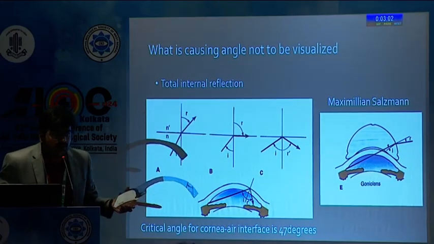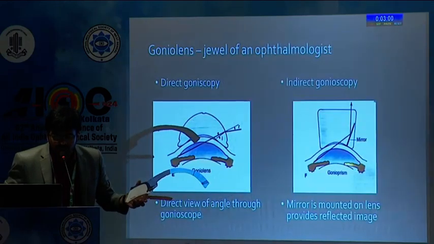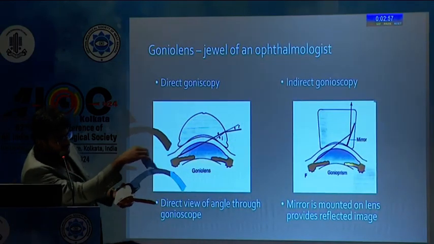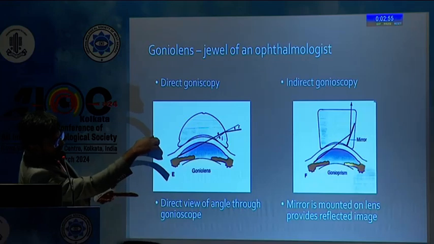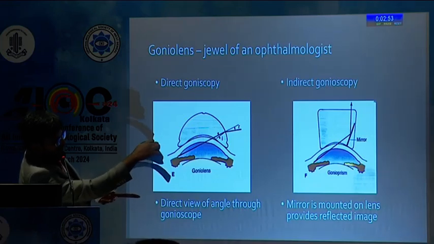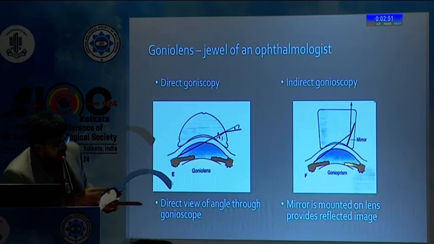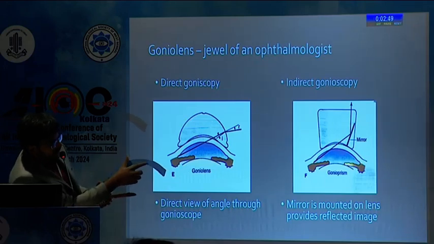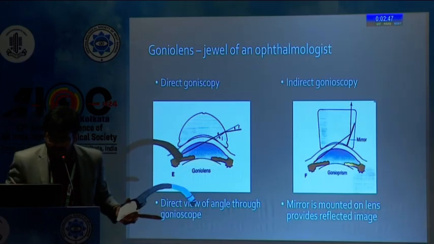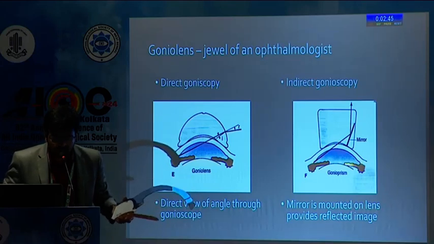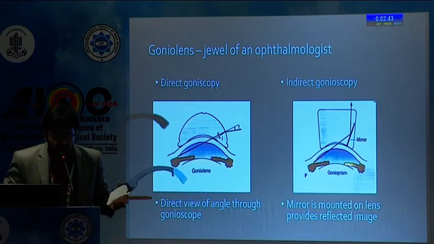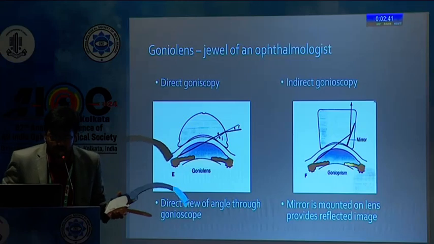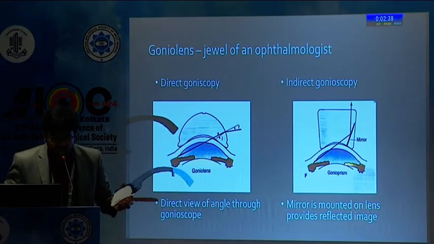So this phenomenon was eliminated later by Salzmann, where he kept a direct gonial lens, a high power convex lens, on the cornea, thereby changing the cornea-air interface to a cornea-lens interface. By this principle, direct gonioscopy works, where we can visualize the angle directly. In indirect gonioscopy, a mirror is mounted and provides a reflected image.